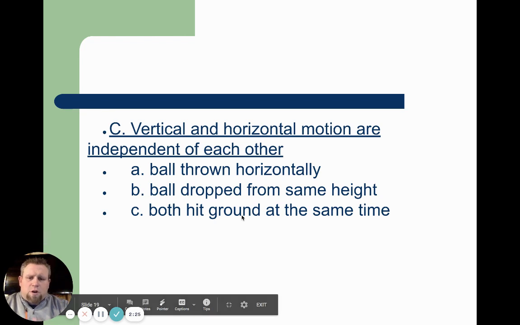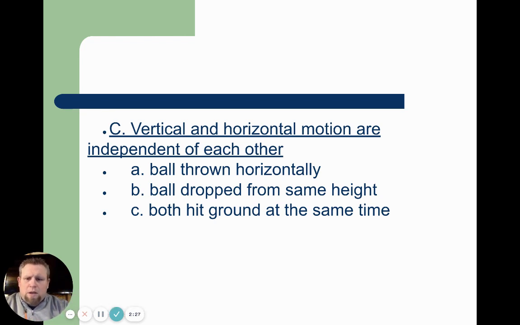So these two types of motion are what create the curved path of a projectile. The way that they do this is that the vertical and horizontal motion act completely independent of each other. So a ball thrown horizontally versus a ball dropped from the same height, they will both hit the ground at the same time. And if you watched the Mythbusters video on Friday, you already know this, right? Because you saw them do a bullet fired out of a gun versus a bullet dropped, and they both hit the ground at the same time, okay? And that is because the vertical motion and the horizontal motion are completely independent of one another. One does not affect the other, okay?